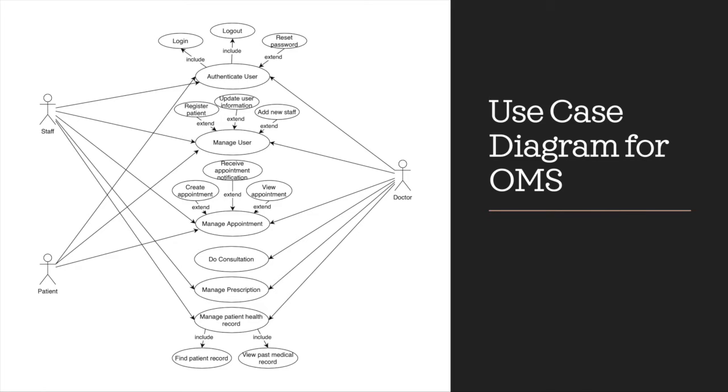And next, the use case for manage patient health record. This use case is used by the staff to track the patient health record. So the staff can track the patient information. The system will use the patient identification number for searching and tracking purposes.